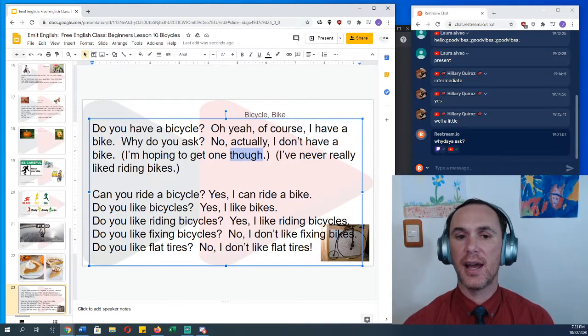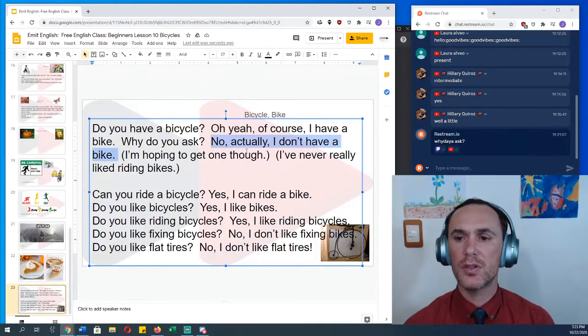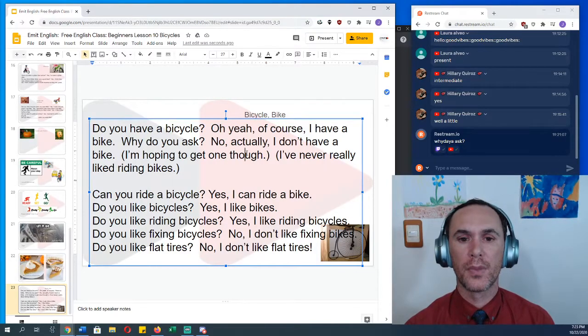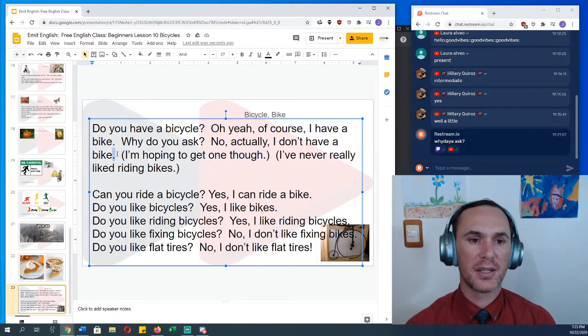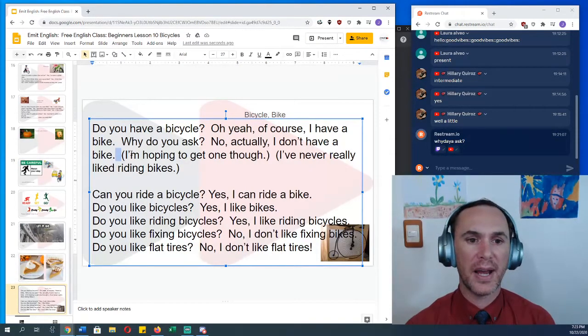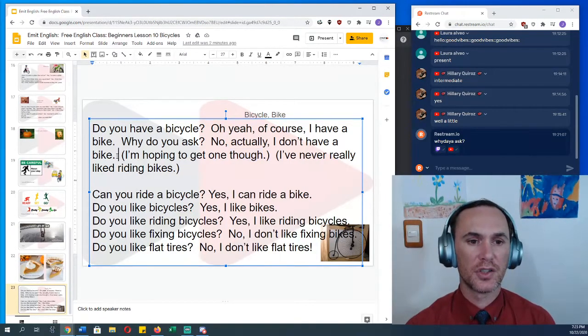Though indicates that this statement is different than this statement. So when we have two sentences that don't seem to go together, we can end with though. This is the same as using but in the middle, okay? So the same thing would be, no, actually I don't have a bike, but I'm hoping to get one. But instead we make two separate sentences and we say I'm hoping to get one, though. So we're using this instead of the conjunction but.